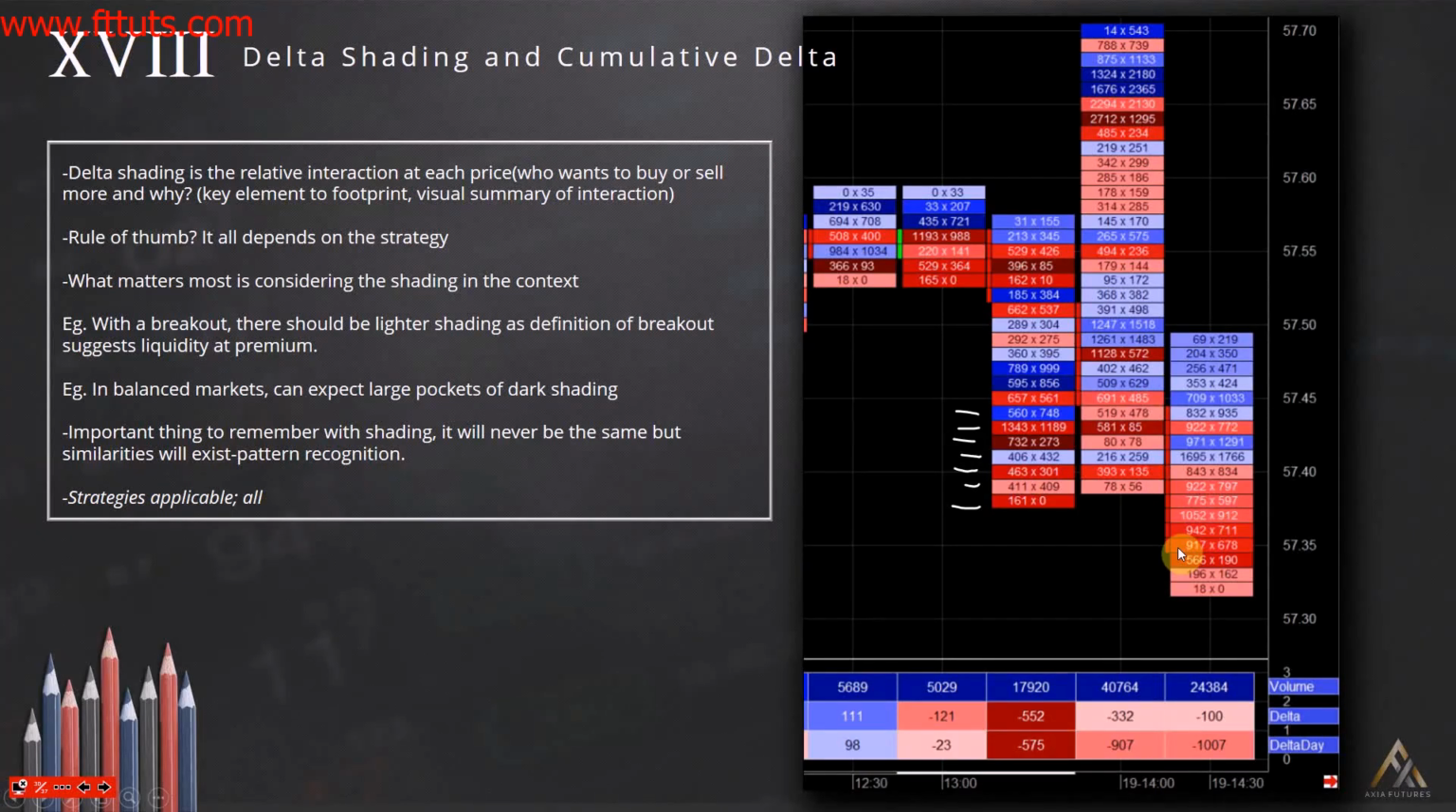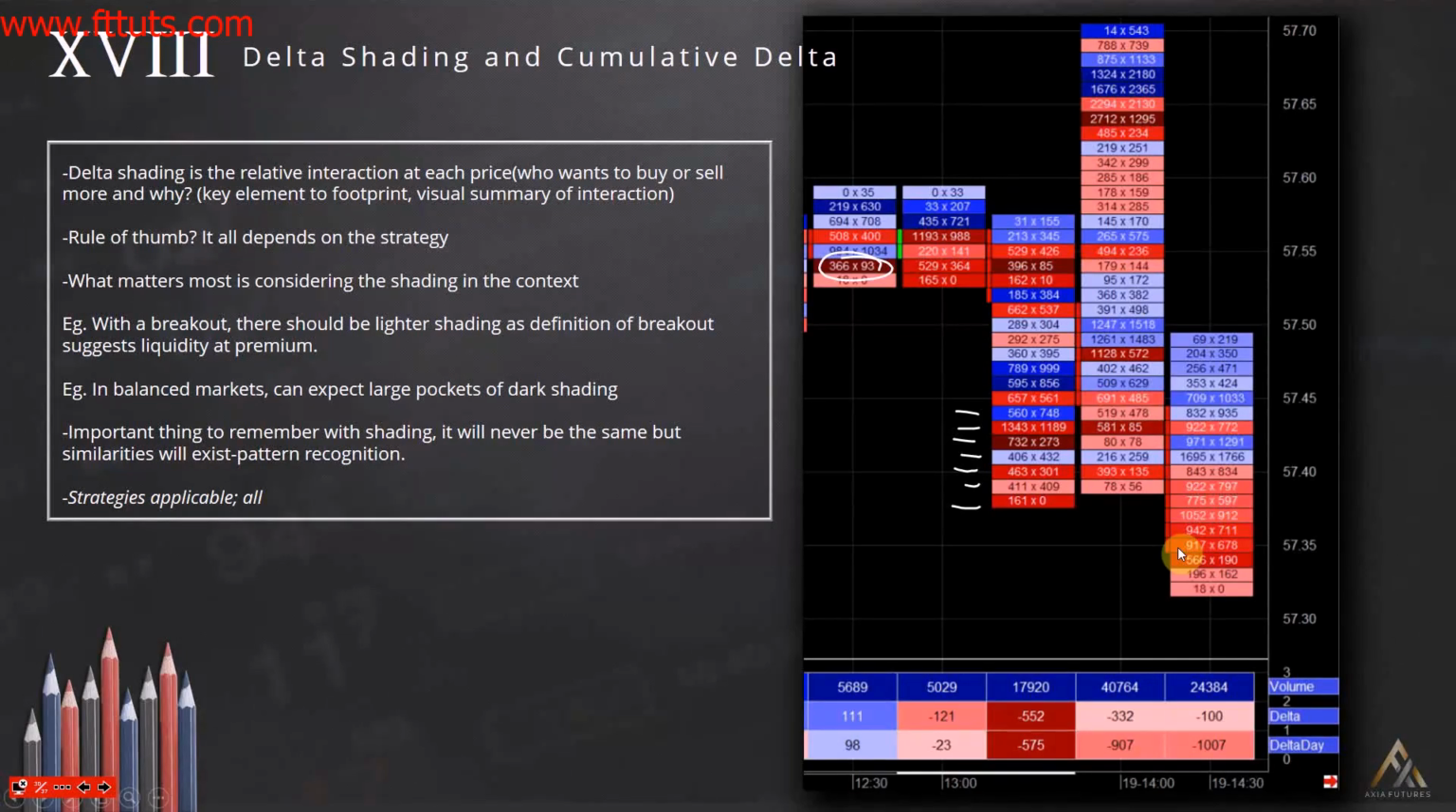It's about understanding the shading around key points. So if we have a key breakout, what is the shading looking like at that breakout point? Because it's that shading, that recognition of a potential pattern, that's what we're after, because those patterns we can recognize over time in a number of examples. So, delta shading is the relative interaction at each price. Very simply, who wants to buy or who wants to sell more and why. That's what it is, guys. Every single price here represents who wants to buy more versus who wants to sell more.